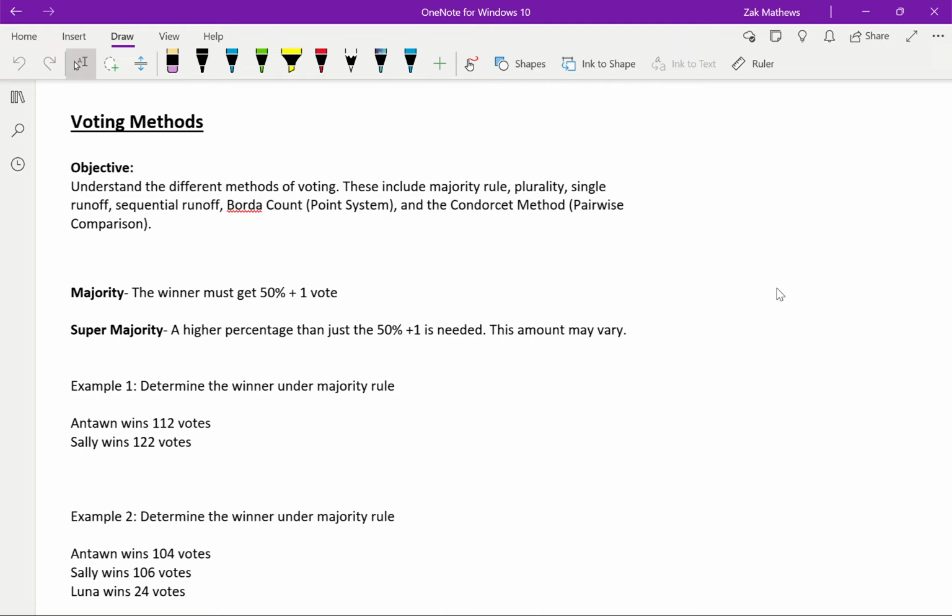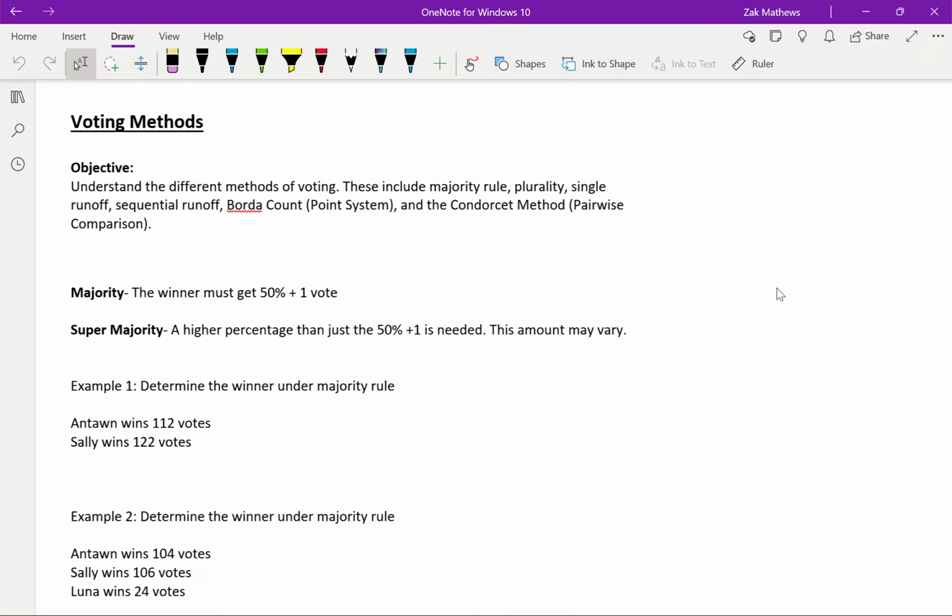In this video, I'm going to walk through several voting methods. So what we're going to work through is understanding different voting methods, including majority rule, plurality, single runoff, sequential runoff, Borda count, which is also the point system, and the Condorcet method, which is also called pairwise comparison method.